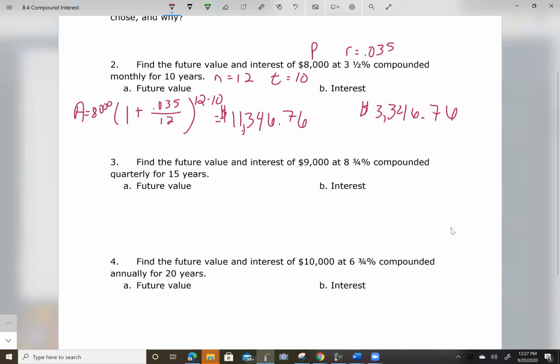Find the future value and interest. So this is the same thing. P, I'll make you do this on your own. P is going to be 9,000. So your rate, 8 3/4, is going to be 0.0875. 75 is the 3/4. Compounded quarterly means 4 times a year. So N is going to be 4 and T is going to be 15.